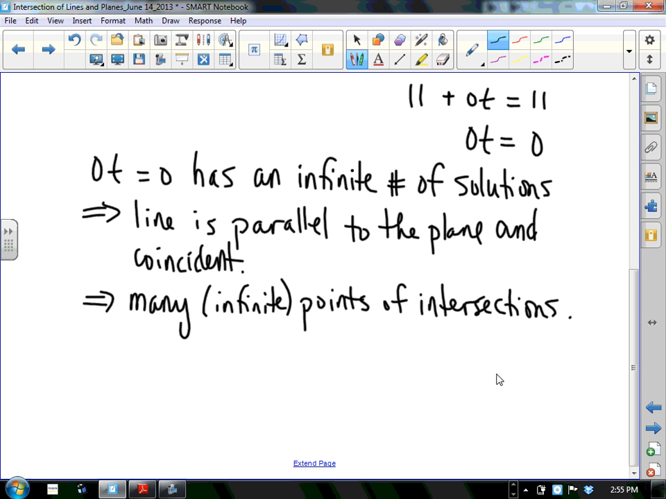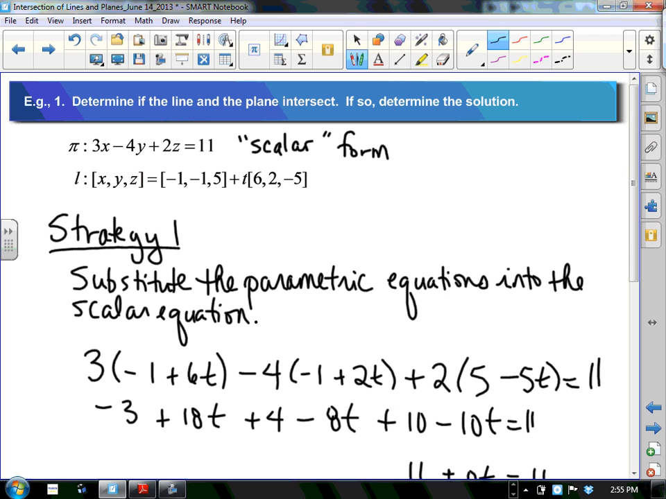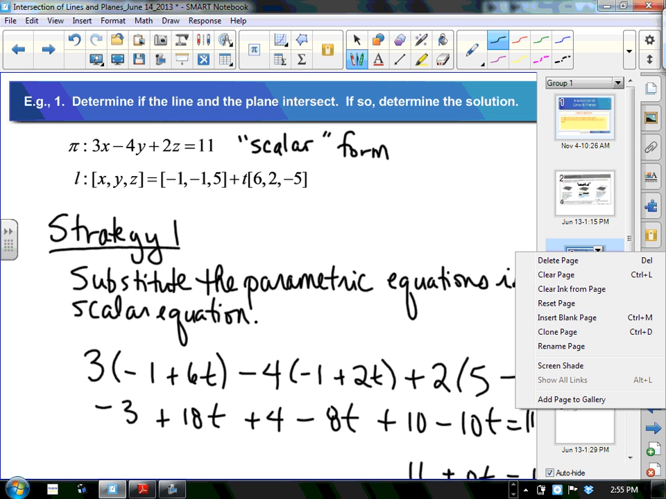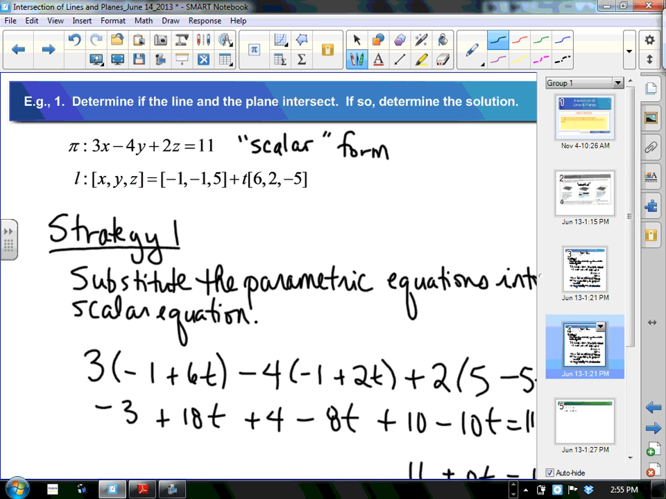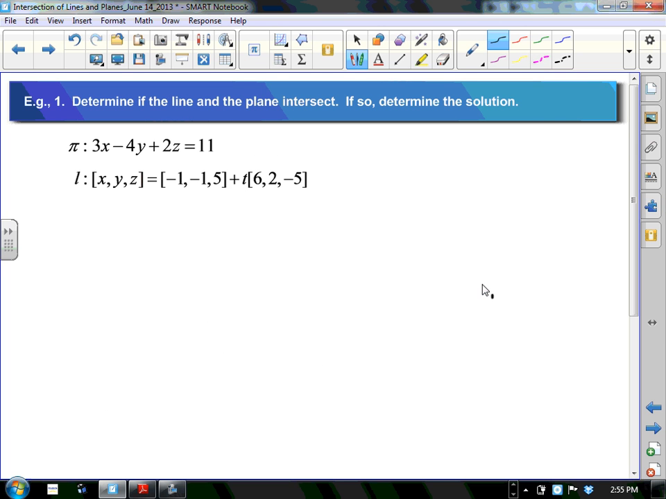So that's one strategy. What I'm going to do is take a moment to clone this page so that I have the main equations in front of me, and then we'll erase what's there and look at a second strategy. Let's clear the ink from this page. All right, we're ready for strategy number 2, or method 2.